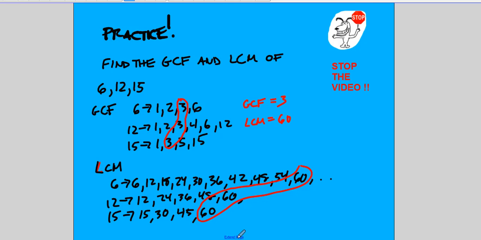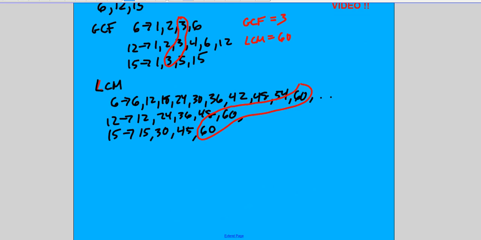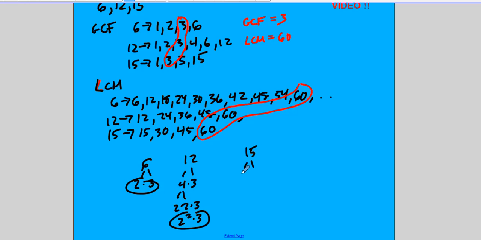Now I'm going to show the prime factorization method, which may be overkill for this question, but for some questions it works. So we break everything into its prime factors. 6 is just 2 to the first times 3 to the first. 12, you can start with 4 times 3, or you can do 2 times 6, but that's going to be 2 times 2 times 3, which is 2 to the second times 3. So we have 2 to the second times 3 for 12, 2 times 3 for 6, and for 15, that's 3 times 5.